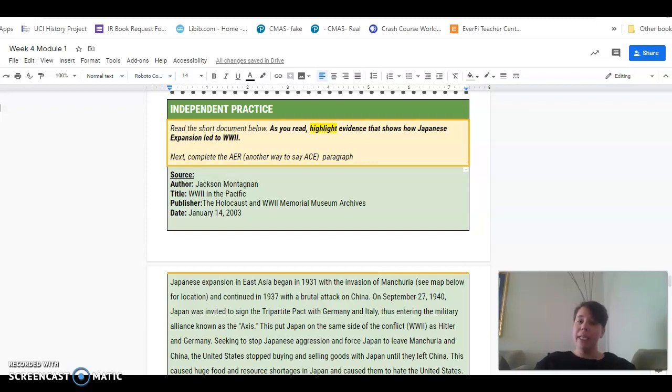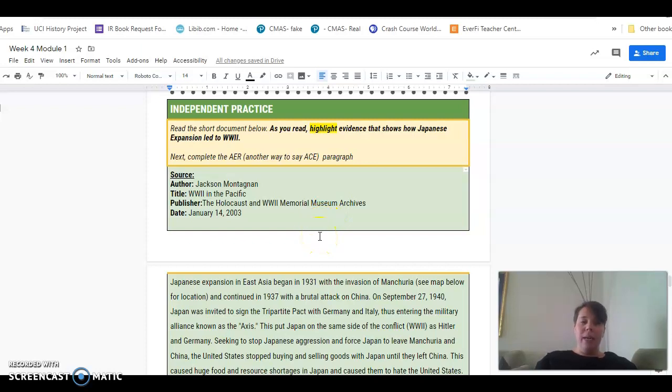Alright, guys, we're on the independent practice section now. You're going to be responsible for reading the document below, and as you read, highlight evidence that shows how Japanese expansion led to World War II. I will be looking for this when I'm grading your work.